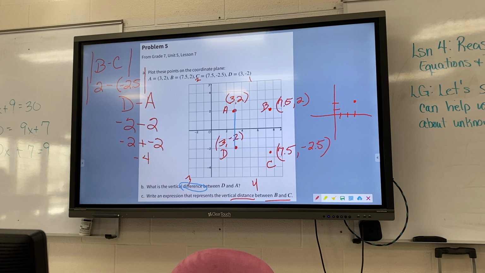Can you tell me the answer? Yeah. What is the answer? 4.5. Subtracting a negative is the same thing as adding a positive. And it would have been positive 4.5 no matter what. Okay?